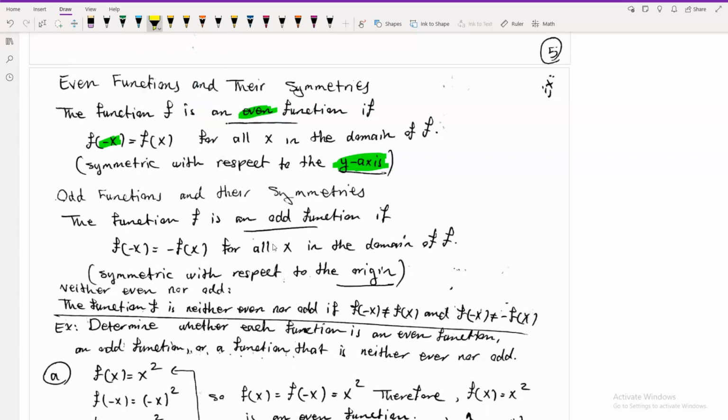Next one, odd functions and their symmetries. So the function f is an odd function if f of negative x equal to negative times f of x for all x in the domain of f. So this means our function is symmetric with respect to the origin.